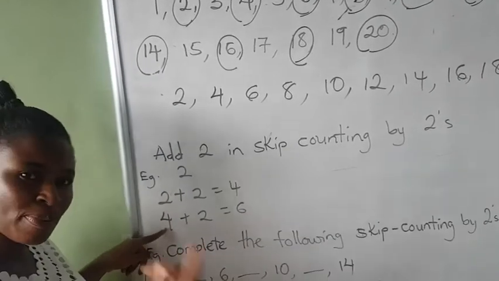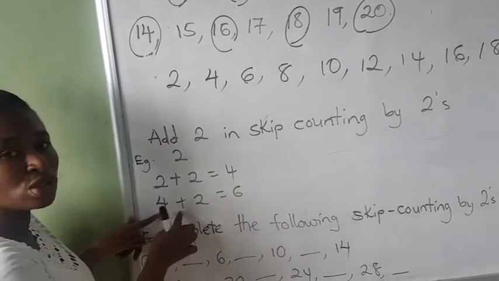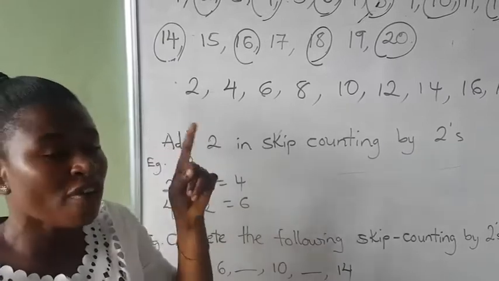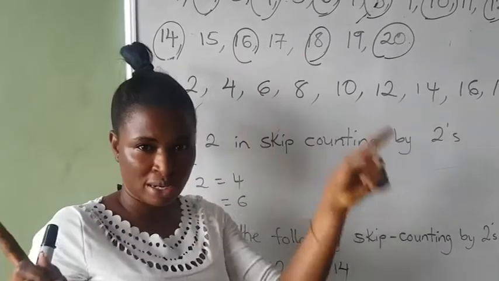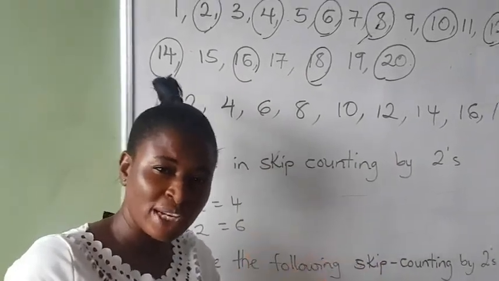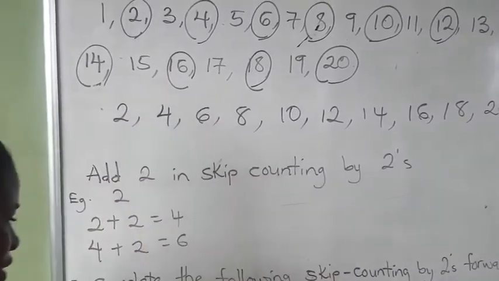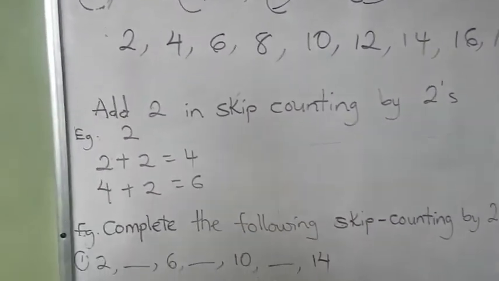To get the next skip count number, I have to add what? 2 again to get what? 6. Remember, in counting forward by ones, we were adding 1. So in counting forward by twos, we are adding what? 2. Okay?